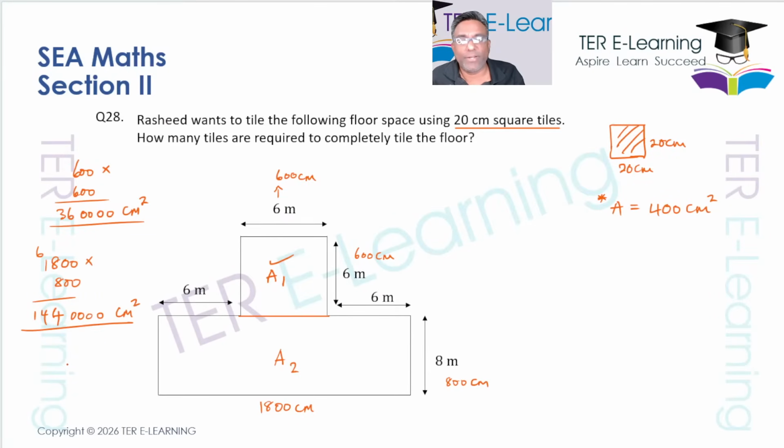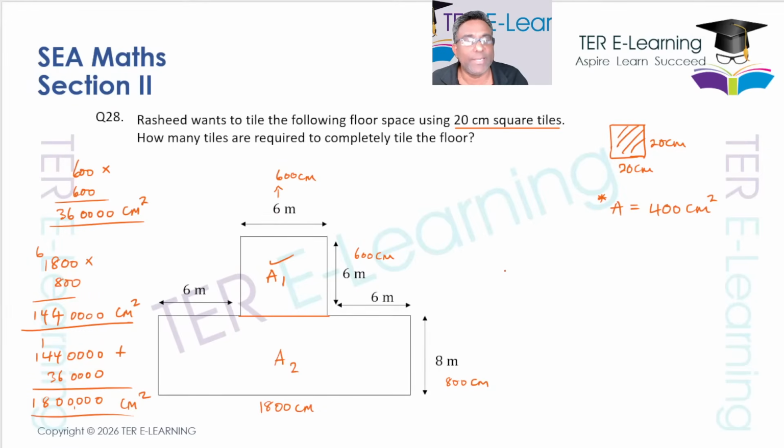So the total area of this thing here will be 144 plus the other area. So 6 and 4 is 10. So this here represents the total area that needs to be tiled. That's the total area that needs to be tiled. Now, what do we do with that now?